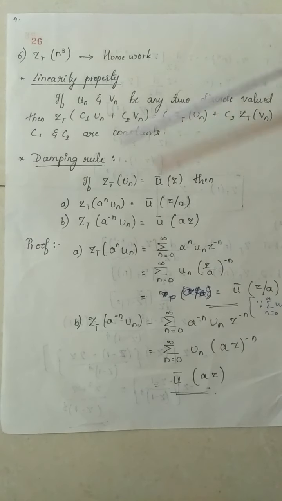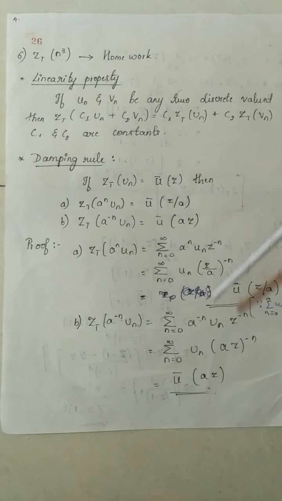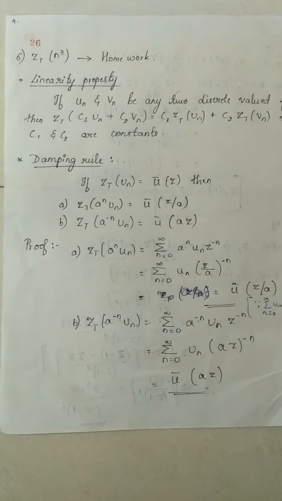Okay, next let us prove the second property, z transform of a to the power minus n un. Now z transform of a to the power minus n un, again using the definition, we write it as summation n is equal to 0 to infinity a to the power minus n un into z raised to minus n. Un again keep it as it is, a to the power minus n into z raised to minus n, rearrange it and write it as az raised to minus n. So again using the property of z transform, this is of the form un into z raised to minus n, which can be written as u bar of z. That is, in place of z we have az, so u bar of az.